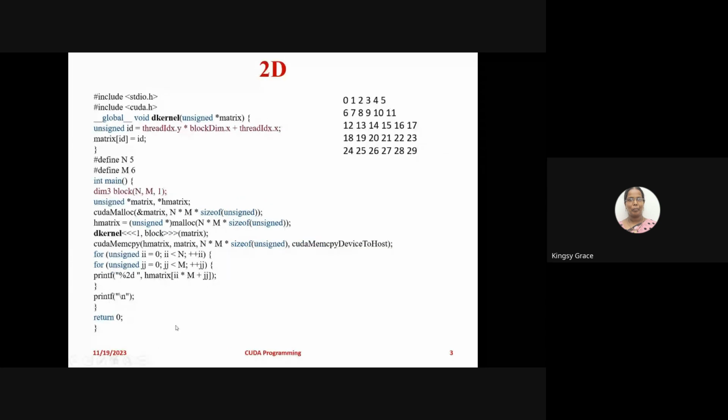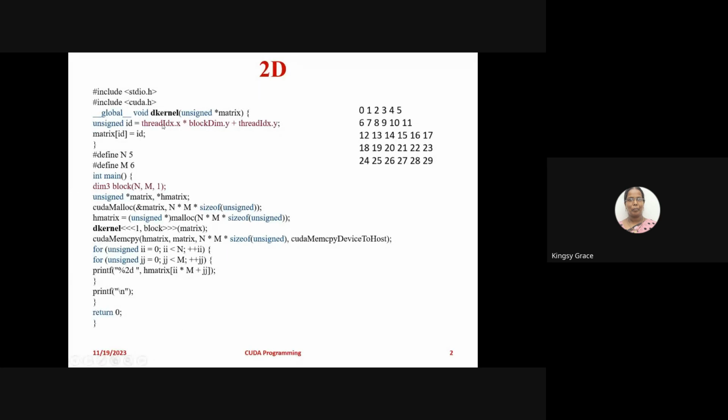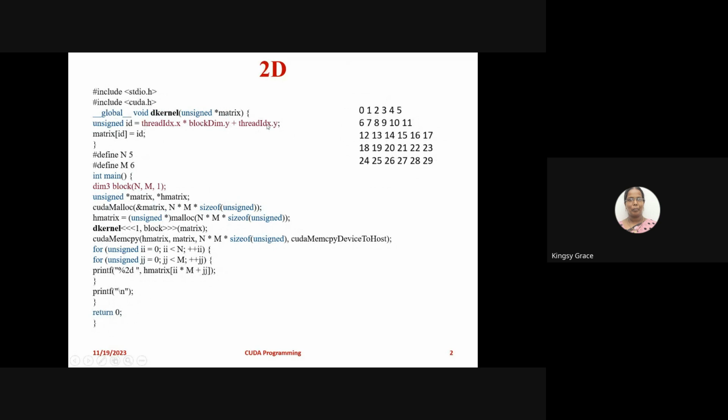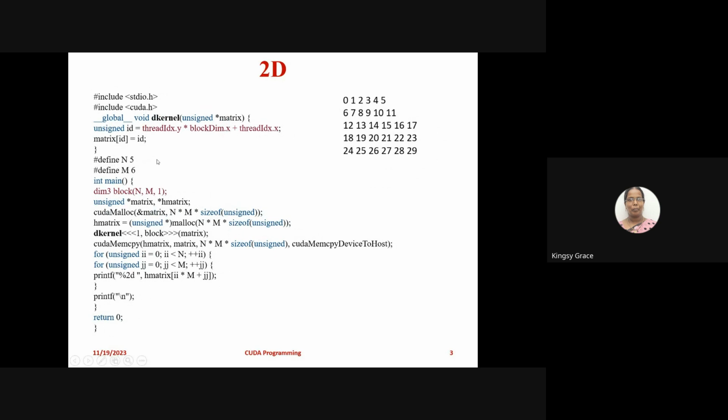In the previous two programs, only the dimensions changed. This is the first one, only dimension is changed. All the remaining things are same. And the second one, y. So this one alone is changed.